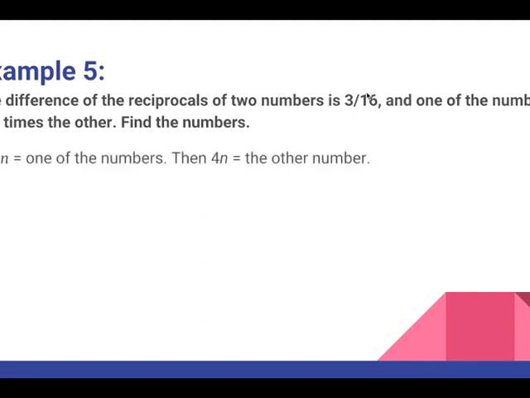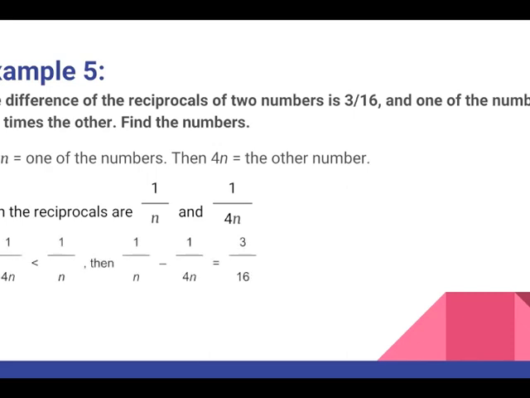Alright, so I used n for my variable this time, and I said if n is one of the numbers, then 4n must be the other number. So then I can set up my reciprocals, and I have 1 over n and 1 over 4n. So now I have to think about my two cases depending on which one is greater. So if 1 over 4n is less than 1 over n, then I'm going to have that 1 over n minus 1 over 4n, my greater minus my lesser, is equal to 3 over 16.